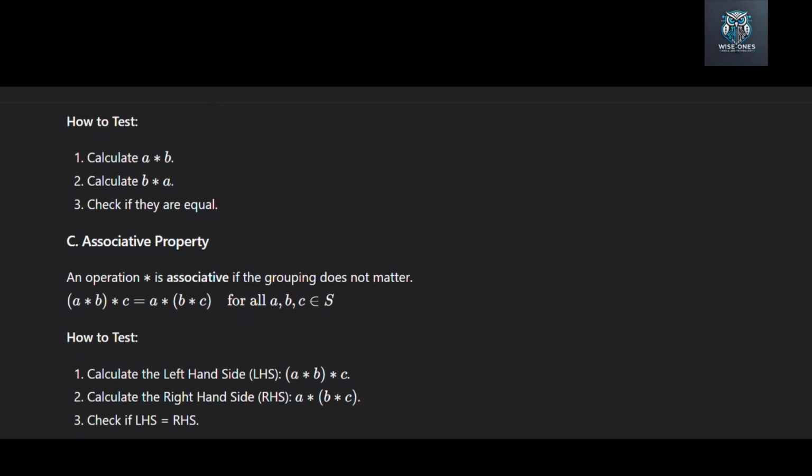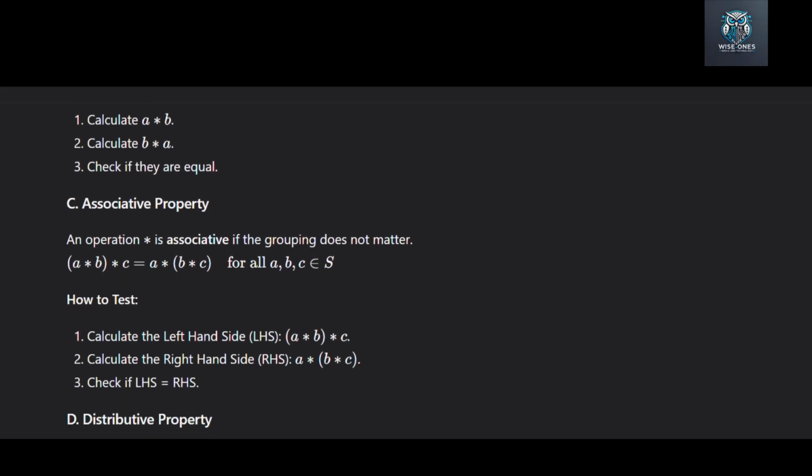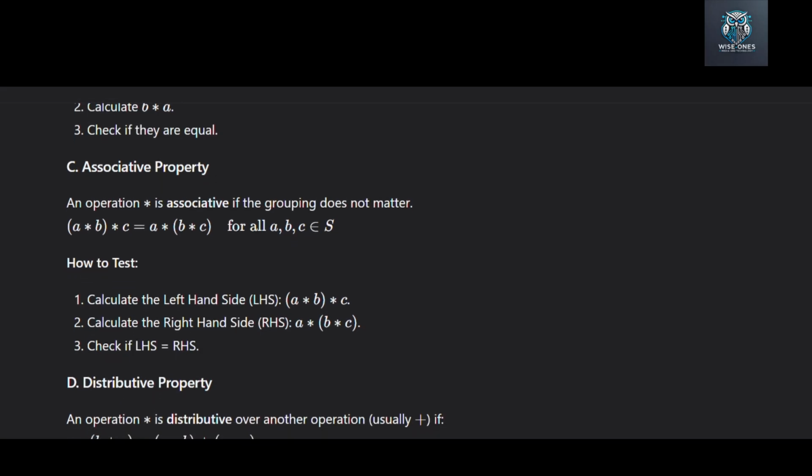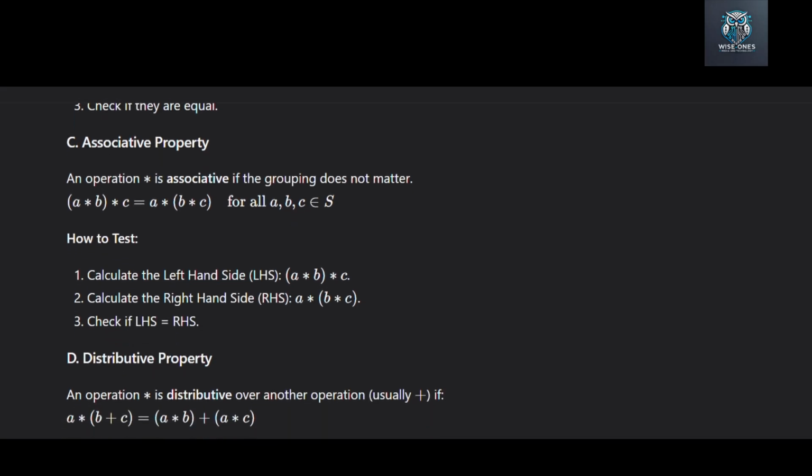Third is the associative property. An operation star is associative if the grouping does not matter. This means (a star b) star c equals a star (b star c). How do we test this?